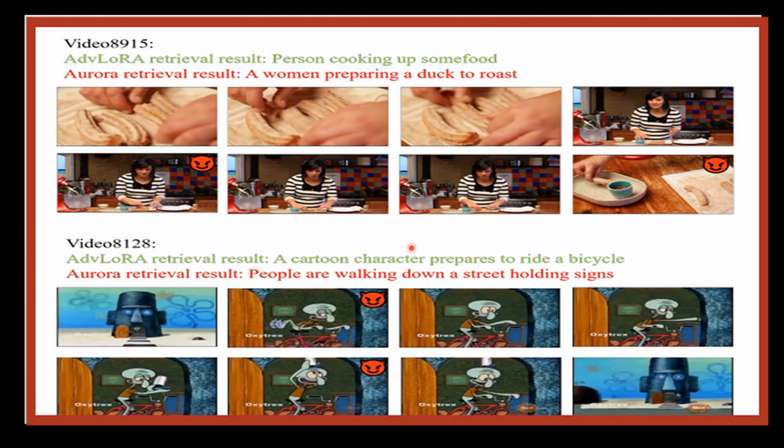Then comes the adversarial low-rank adaptation of vision language models. So this adversarial low-rank adaptation of vision language models is a technique that aims to make vision language models more robust against adversarial attacks by combining low-rank matrix vectorization with adversarial training. So let me explain this in simple terms with an example.